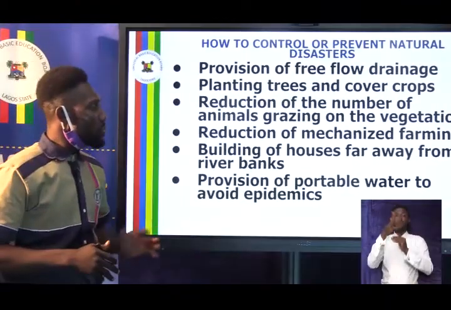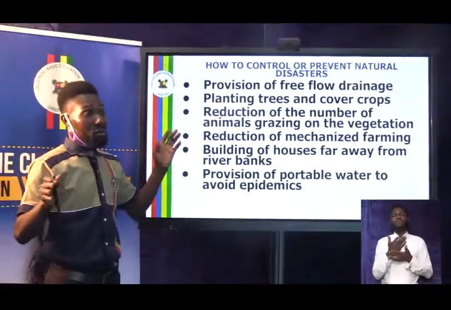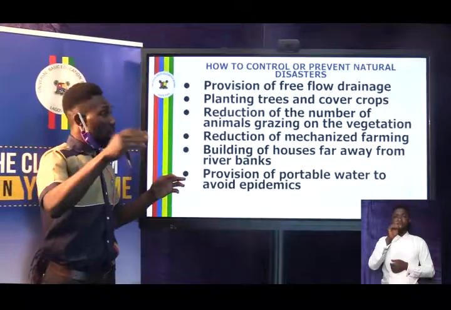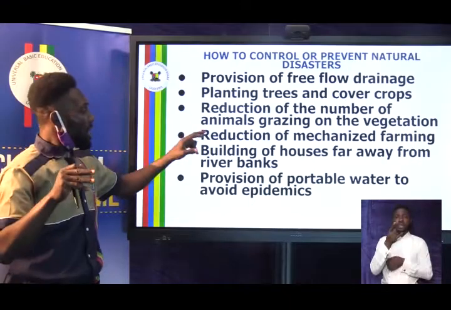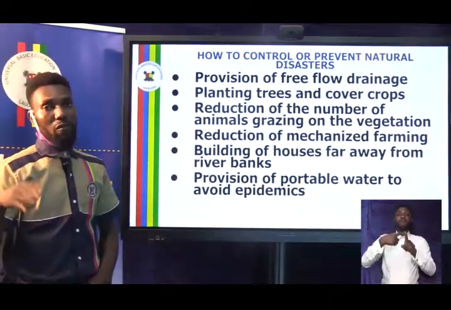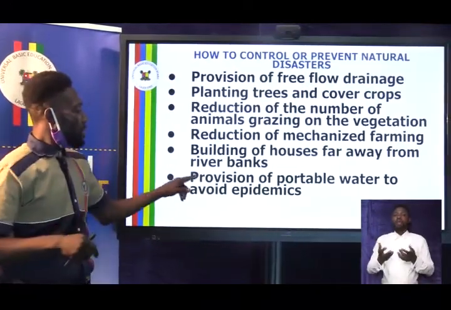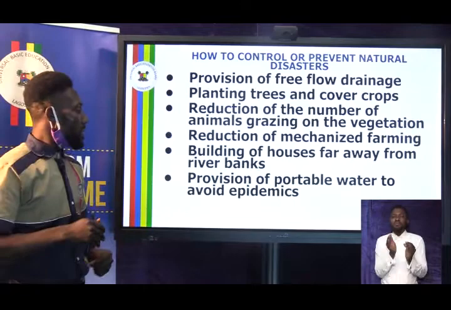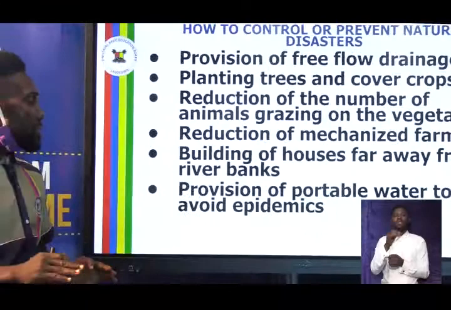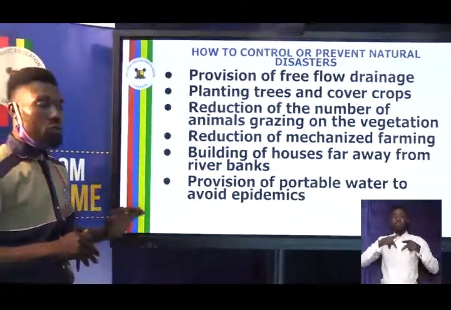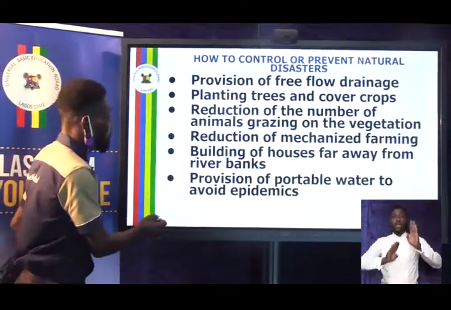Another one is building of houses far away from river banks, because we have some cases where a tsunami disturbed most houses in some other countries. The advice is you build your house far away from river banks so that you won't be disrupted when disaster arrives. Next one is provision of potable water to avoid epidemics. When we have potable water, it will prevent diseases. So provision of potable water to avoid epidemics is another way to prevent natural disasters.